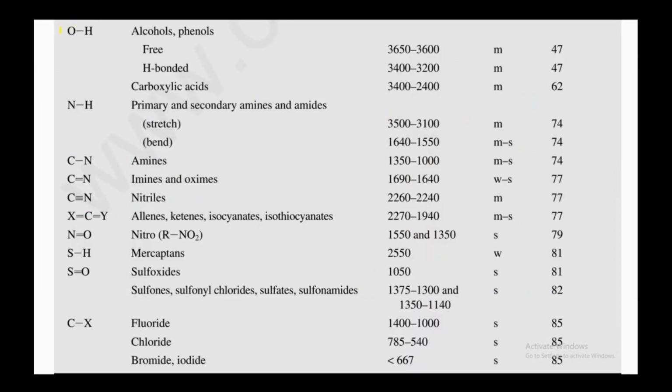Now next important is OH, which is present in alcohols, phenols, free or H bonded. So in alcohols it gives you a peak at 3650 to 3600, and the peak intensity is medium if it is free. If it is hydrogen bonded, then the frequency is lowered and the peak appears at around 3400 to 3200, and the peak intensity is medium. And for the carboxylic acids, the peak for the OH group appears at around 3400 to 2400. It's a very broad peak and the intensity is medium.